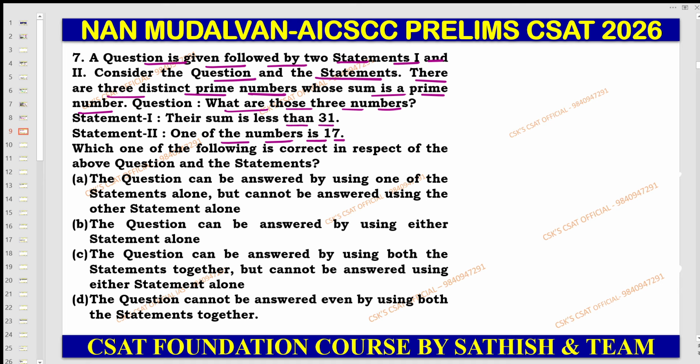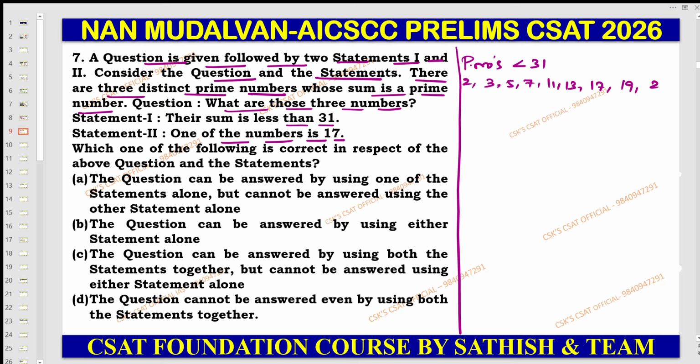Now the logic plays a very vital role in order to solve this question. So first of all, let's take the prime numbers lesser than 31: 2, 3, 5, 7, 11, 13, 17, 19, 23, 29. Next, read it carefully. Three distinct prime numbers. So that is why I am writing here P1 plus P2 plus P3. All are distinct. When you add them, the resultant must be a prime number.